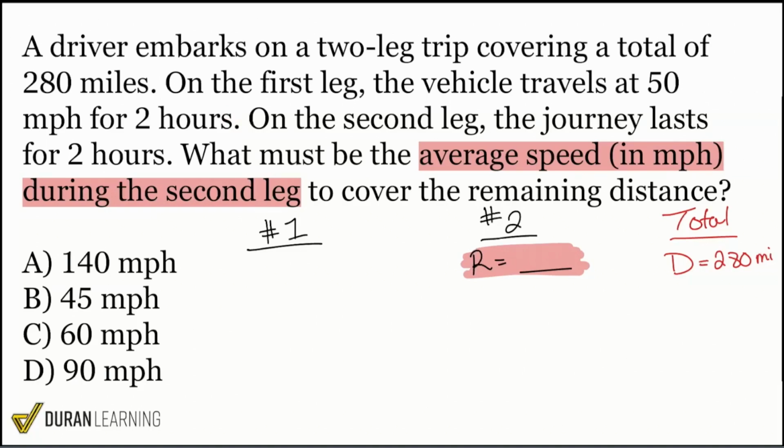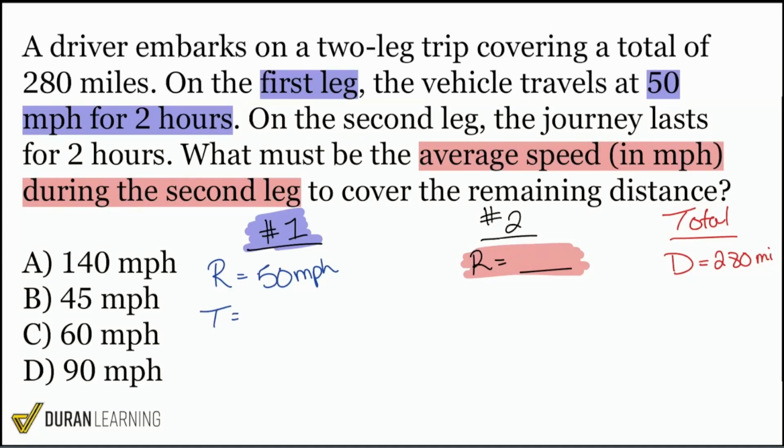Let me grab blue. So the first leg, which is the one right over here, we see it's 50 miles an hour for 2 hours. So the rate, 50 miles an hour. The time, 2 hours. And before you calculate, remember everybody, before you calculate, we don't want to make assumptions. We want to make deductions. So let's read the rest of the information. Let's take it all down.